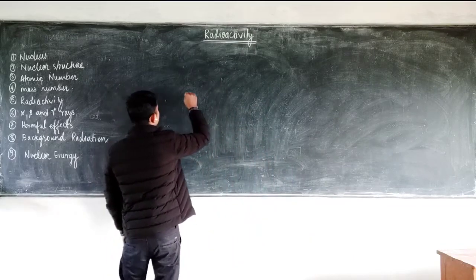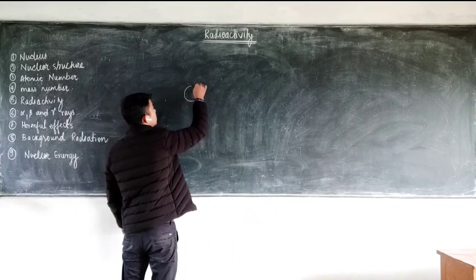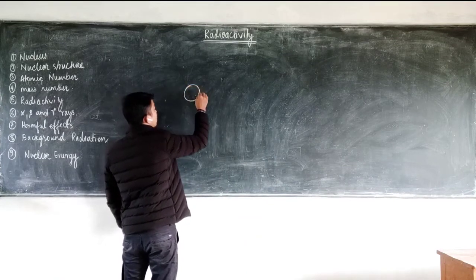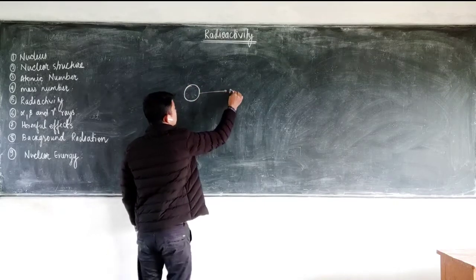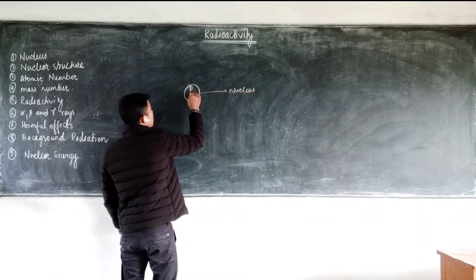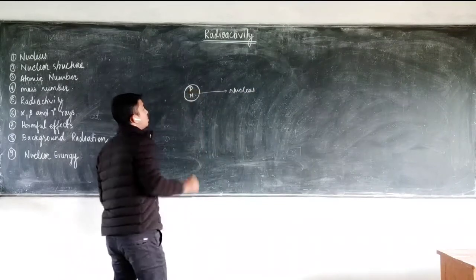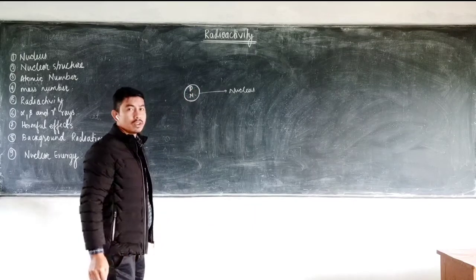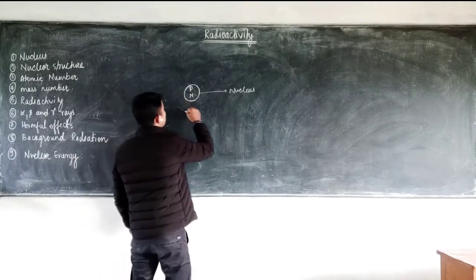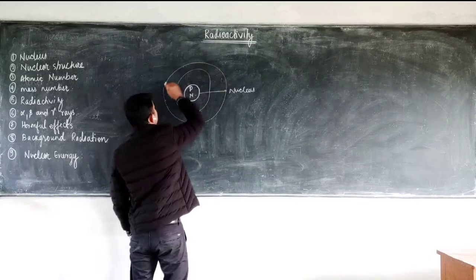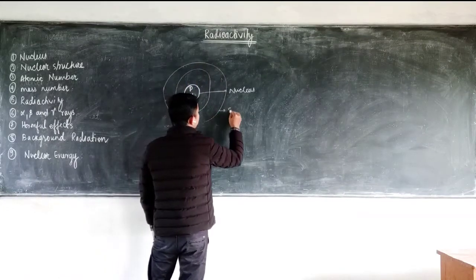Now coming to the structure. We know that in the center of the atom, we have a heavy mass, which is known as a nucleus. The nucleus consists of the protons and the neutrons, which are known as the nucleons. The proton is the positively charged particle and the neutron is a neutral particle, and around this nucleus we have the imaginary paths in which the electrons revolve. They are known as the shells.